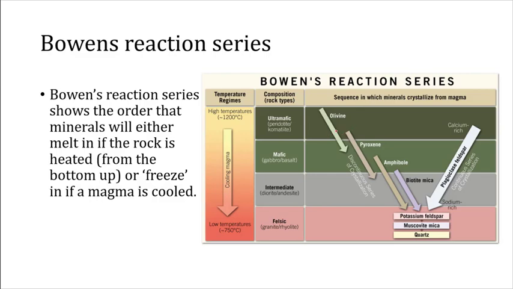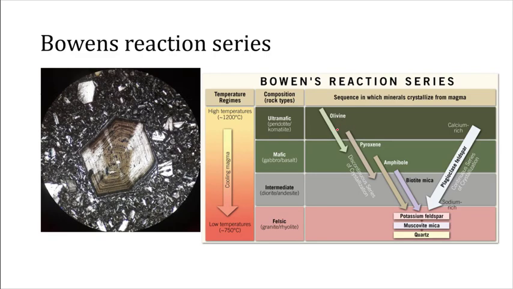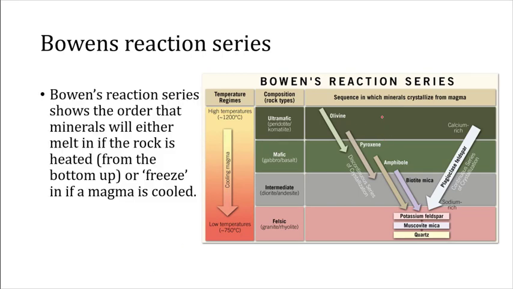So remember that we have this discontinuous reaction series over here, where we go from olivine to pyroxene to amphibole to biotite mica, potassium feldspar, muscovite, and quartz. And then a continuous reaction series over here, where we have the mineral plagioclase feldspar.